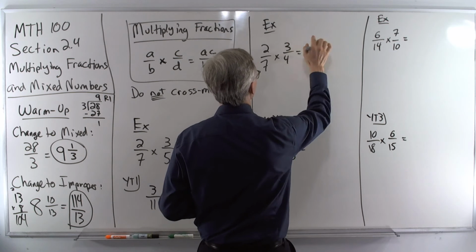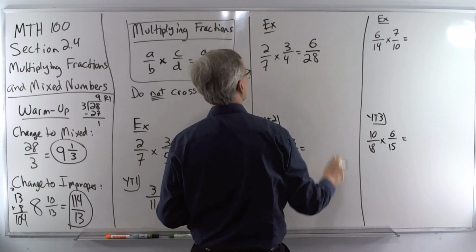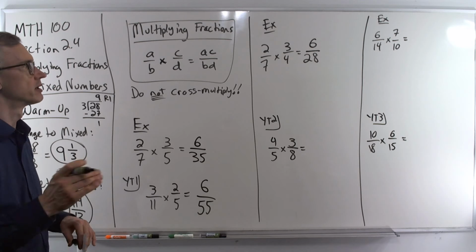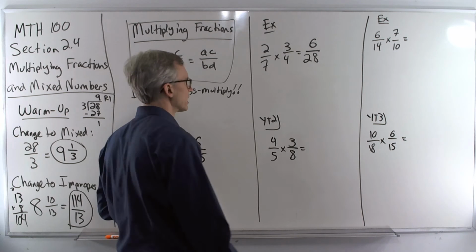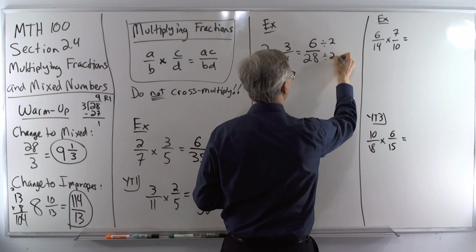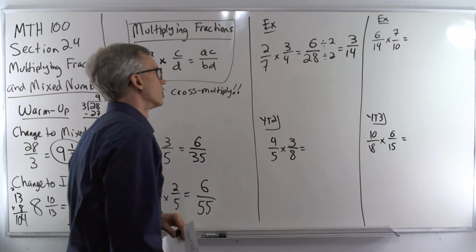All right, 2 times 3 is 6. 7 times 4 is 28. So this is the multiply and then reduce method. We're going to multiply first, reduce the answer. So 6 then can be divided by 2, and 28 can be divided by 2, giving us 3/14ths. Your turn, number 2.